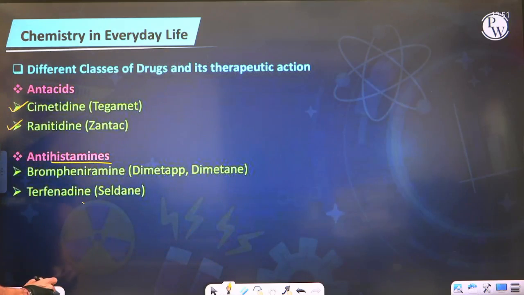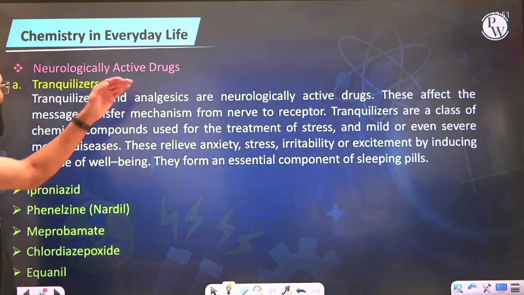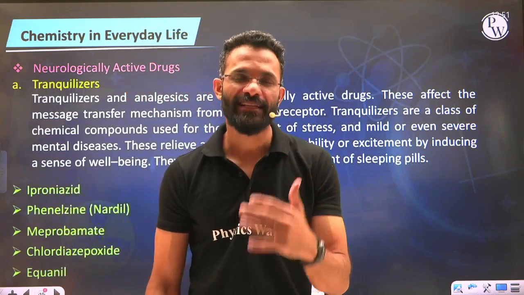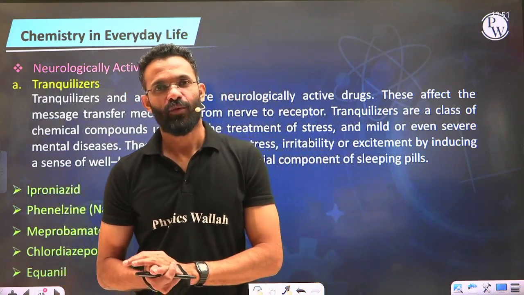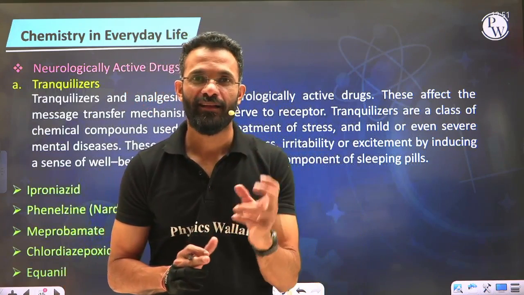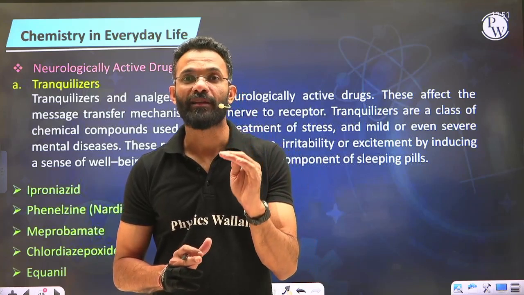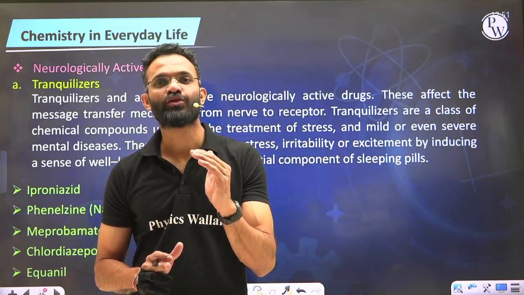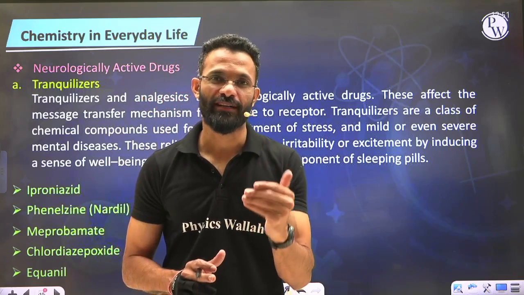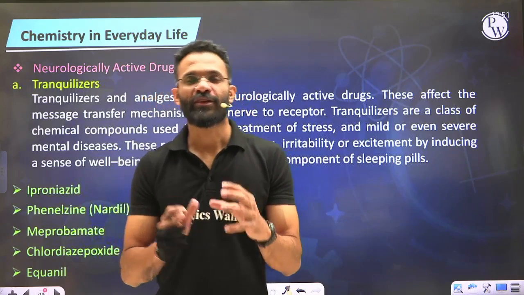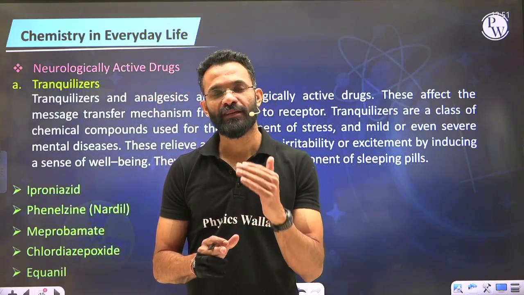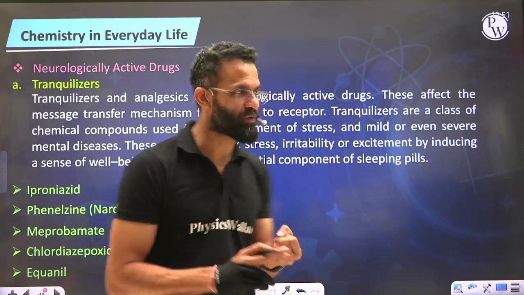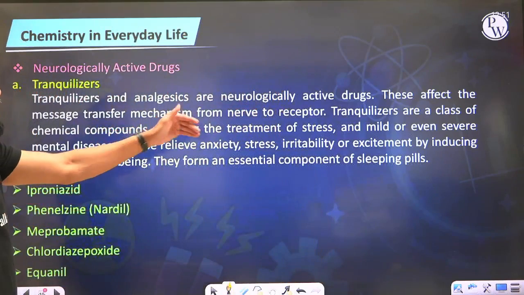Well, after this, the next category of drug is what you call neurologically active drugs. So there are two types of drugs, tranquilizers and analgesics. First, let us get introduced to what exactly a tranquilizer is. Well, what is the meaning of tranquil? Tranquil is the term which is related to calmness or peace of mind. So any medicine which is used to bring that calmness is what you call a tranquilizer. So a tranquilizer is that category of drug which is basically used to treat stress or any kind of mental illness. Hence we say tranquilizers and analgesics are neurologically active drugs.